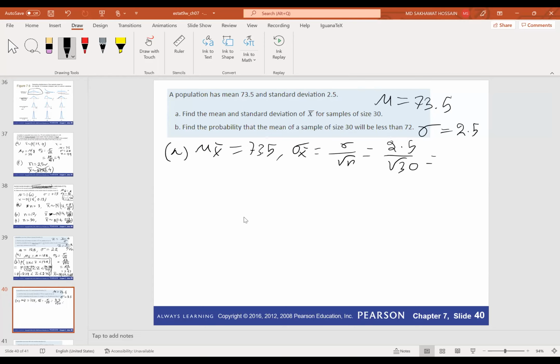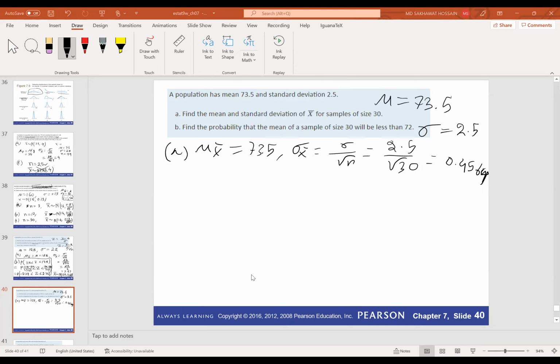So 2.5 by square root of 30 will be 0.4564. So this is 0.4564.